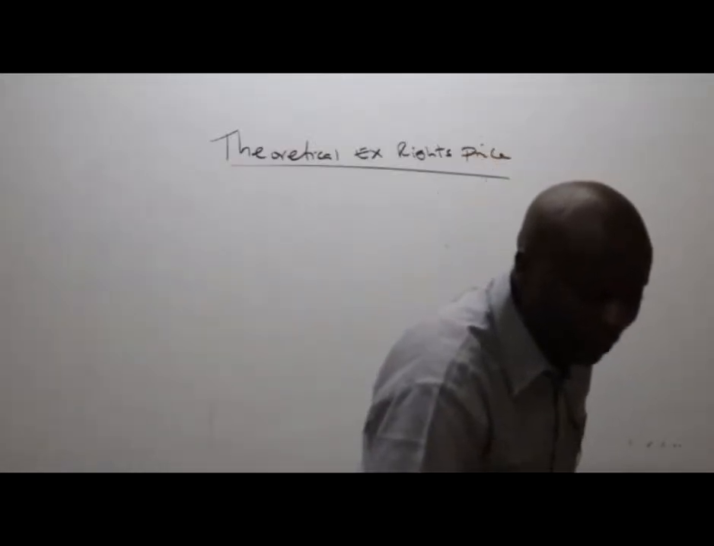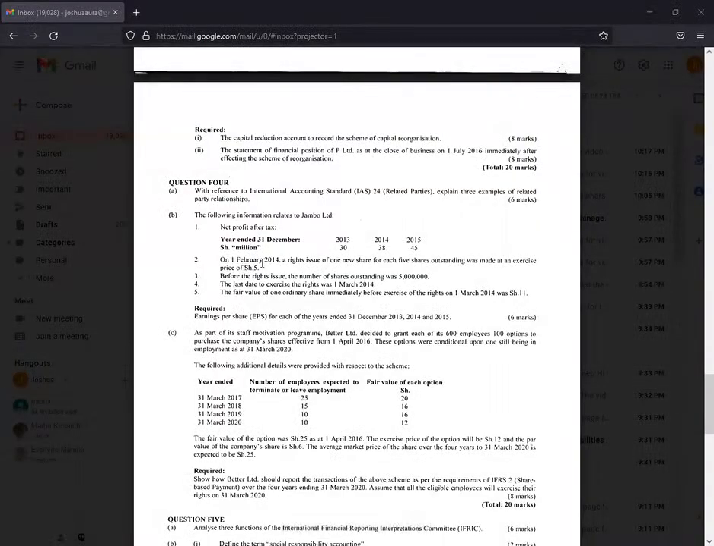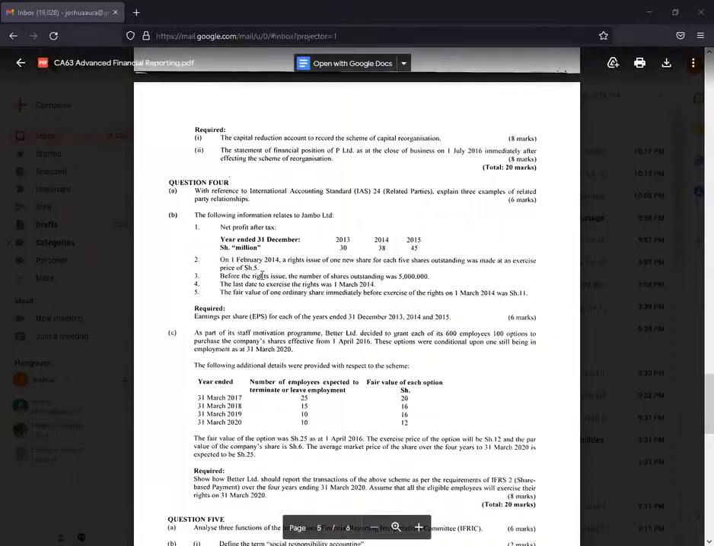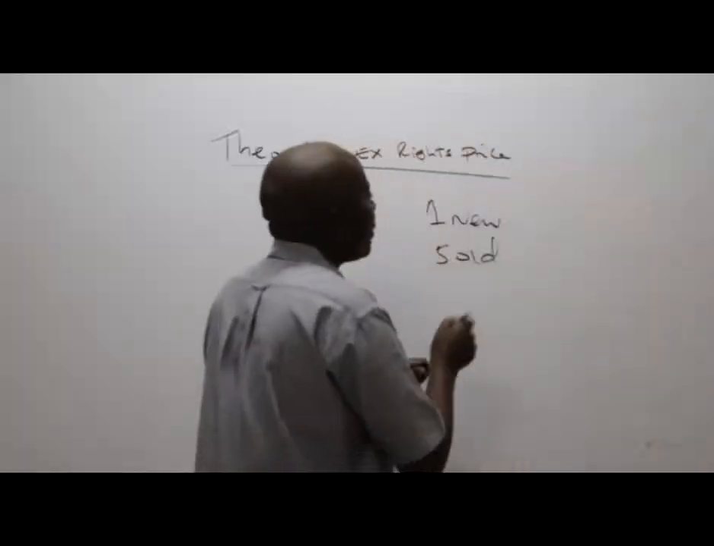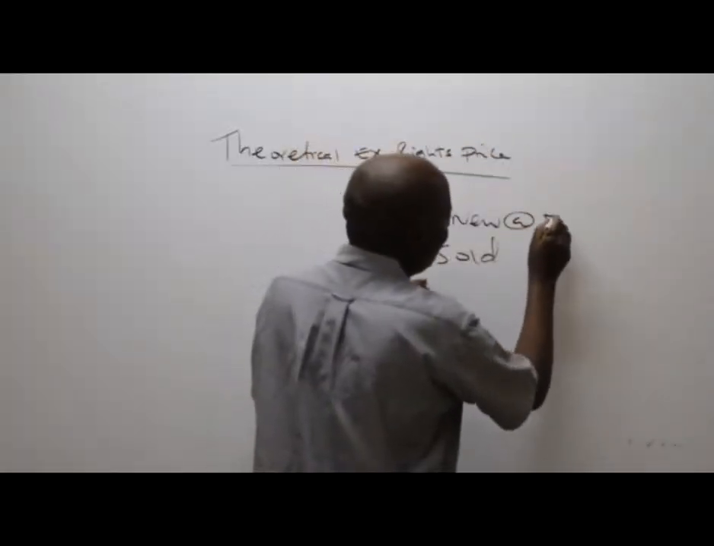Great. I can see students are giving me very many formulas. On 1st February 2014, a rights issue of 1 new share for each 5 shares outstanding was made. So for each 5 old shares, 1 new share was made at an exercise price of 5. The new share is going for shillings 5.